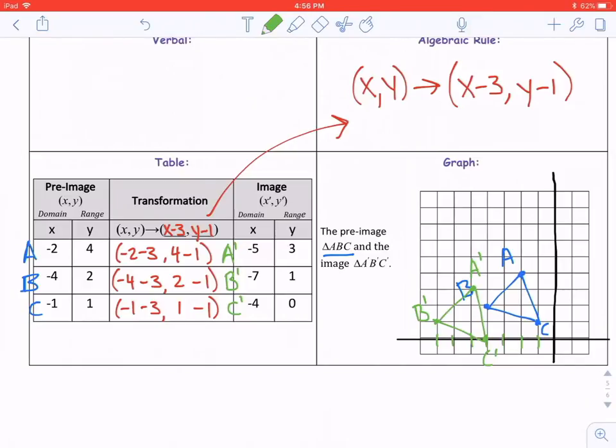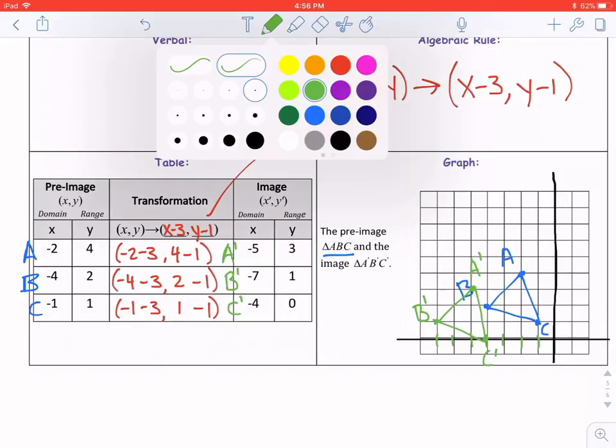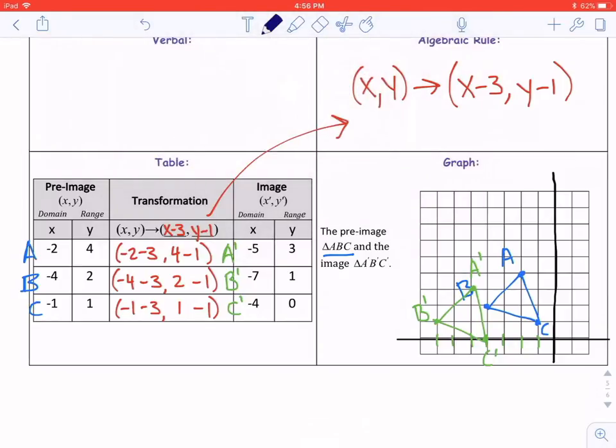So we could just check and make sure that our pre-image to our image does look like it matches what we've written. So we can tell from A to A prime, we did have to go left 3, down 1. From B to B prime, we had to go left 3, down 1. And from C to C prime, we have to go left 3, down 1. So let's go ahead and write it all out verbally.